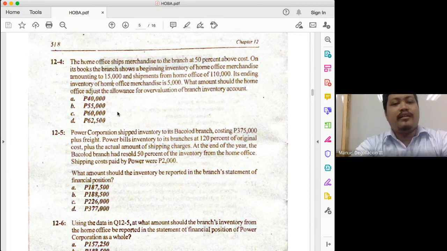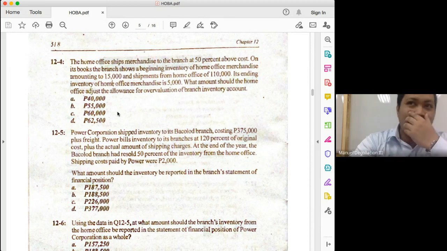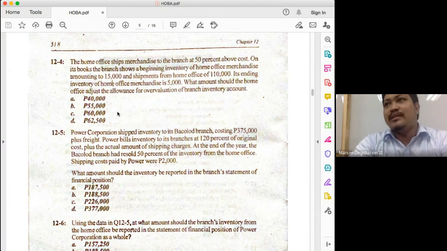Okay, and please take note, class, if the question is how much is the adjustment, that simply means you are asked how much is the markup on the cost of goods sold of the branch. Again, you will encounter this question a lot more times. You will be asked how much is the adjustment, by how much should the allowance account be decreased, what amount should be the deduction to the allowance account.